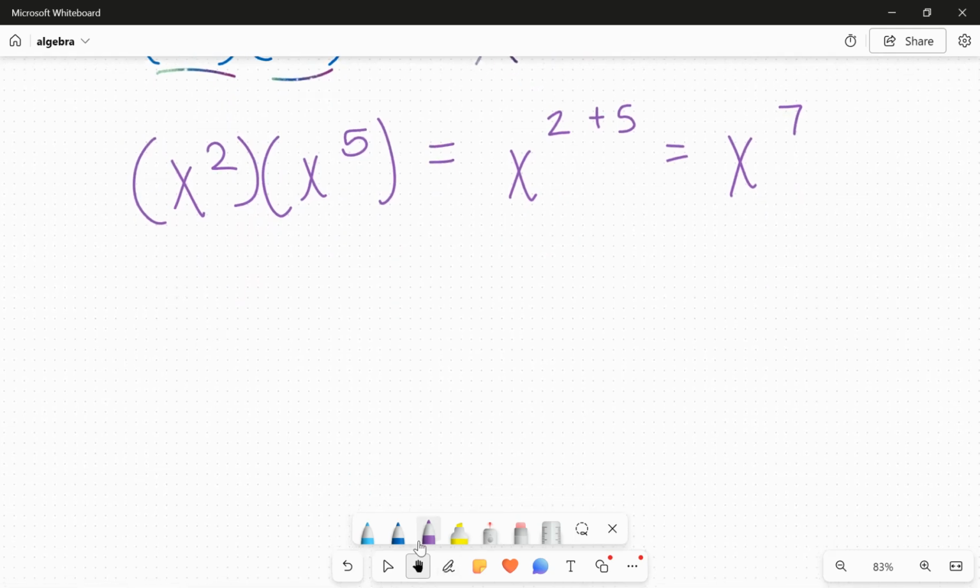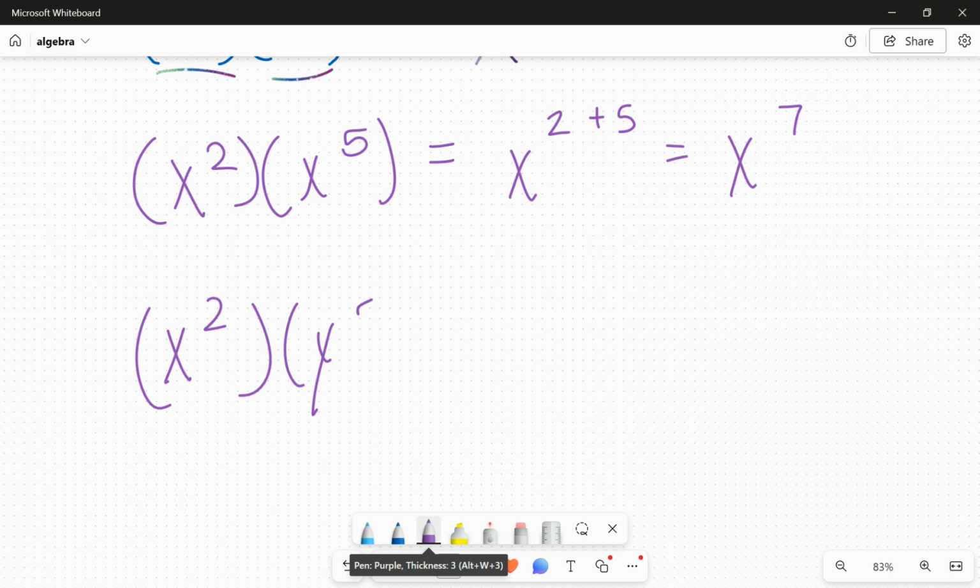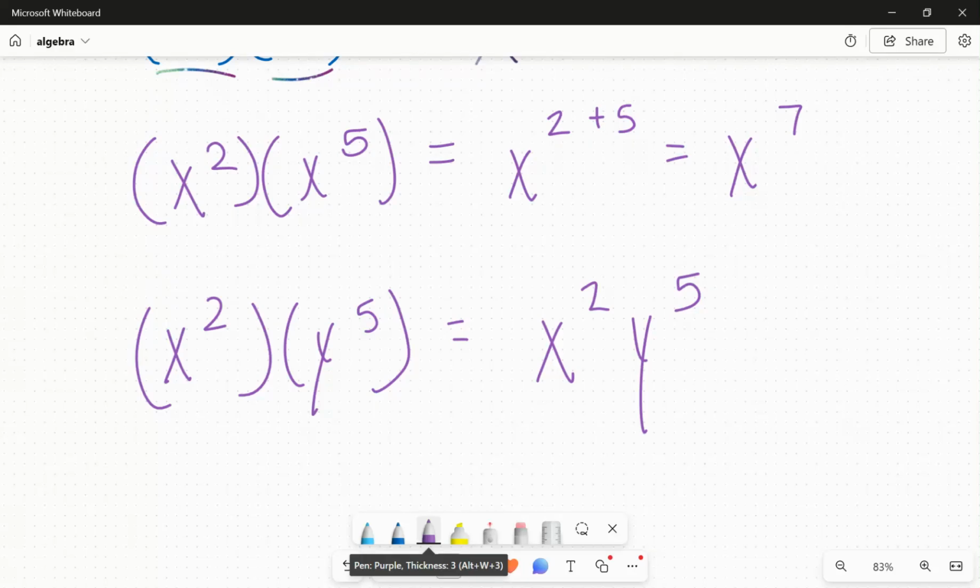Now, what I was saying before is that if we have different bases, for example, x squared and y to the fifth. Now this, I can't combine these to both be x, right? Because they're not both x. One's x and one's y. So the only thing I can do is just write it like this, x squared y to the fifth. Since we have different bases, they can't be combined in this way. Now let's just run through maybe two more quick examples.